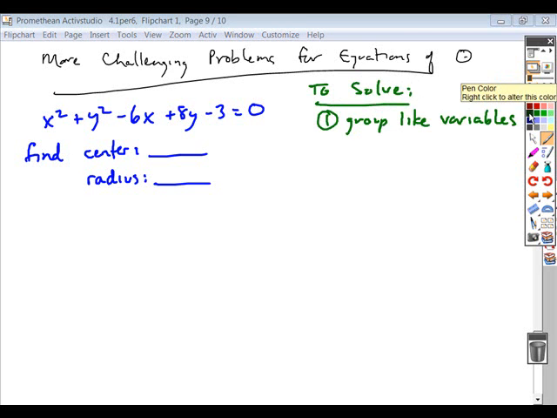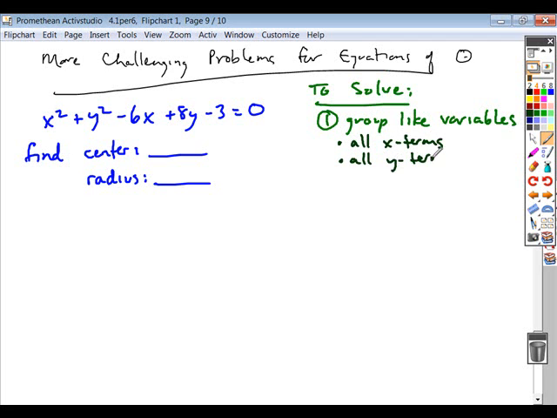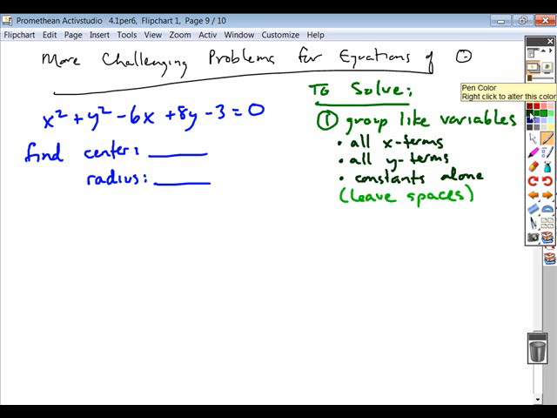And here's what's meant by this. You want all your x terms together, all your y terms together, and you want to isolate your constants on the other side of the equation. Okay, so when you do this, there's also a note to leave spaces. Okay, so here's kind of what I mean by this.